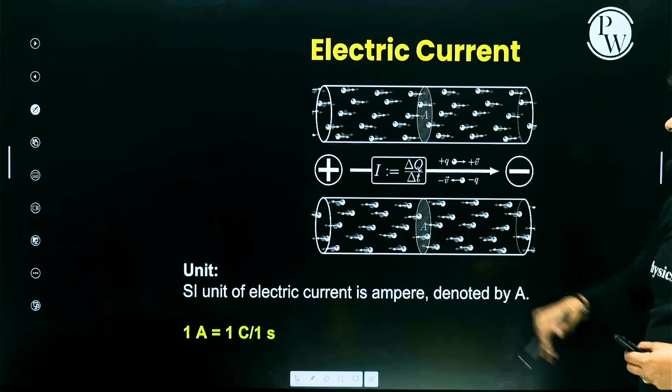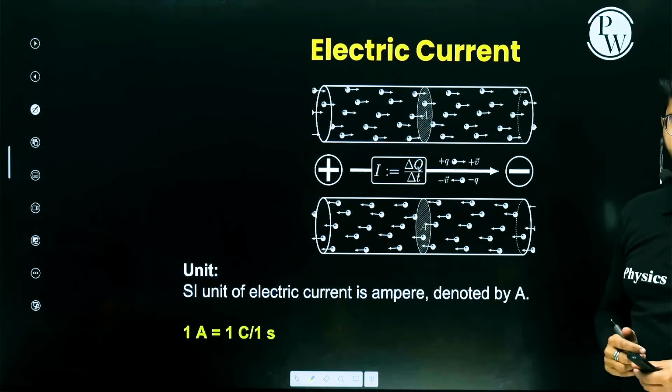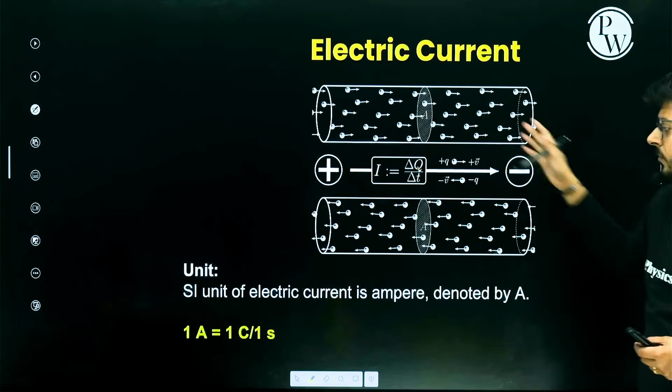Now you see that there are two interpretations of the current. Here the positive charges are flowing, here the negative charges are flowing.